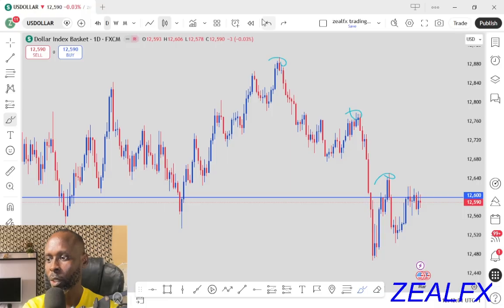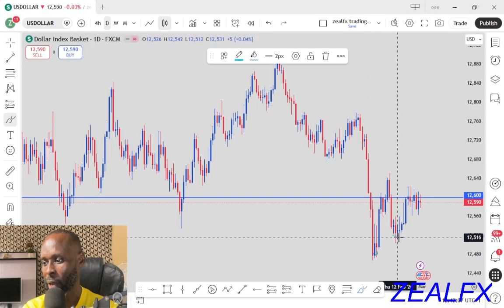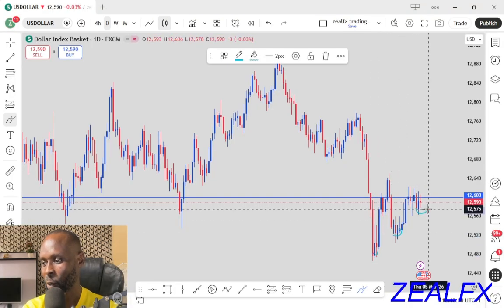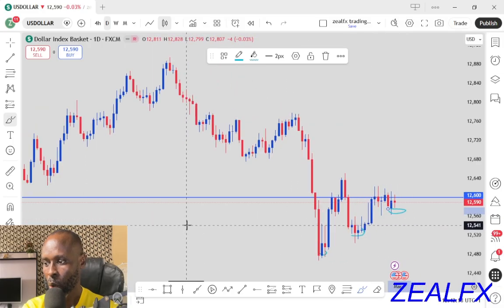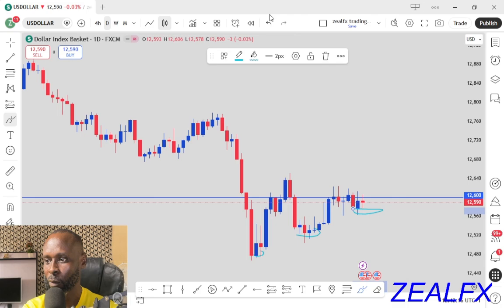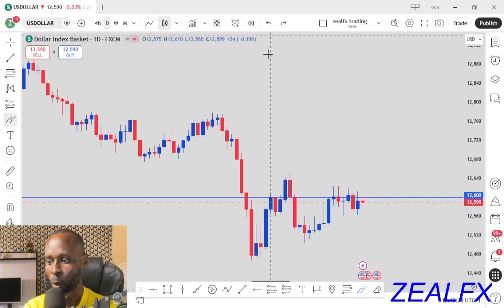Now, what is the inner structure on the DXY saying? We have a lower low on the inner structure, we have a higher low and a level of a higher low. Then price on the daily chart closed on this support level, which is an indicator for price reversal back to the top for the DXY.